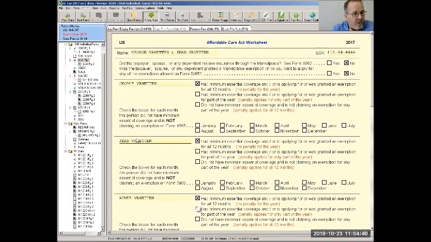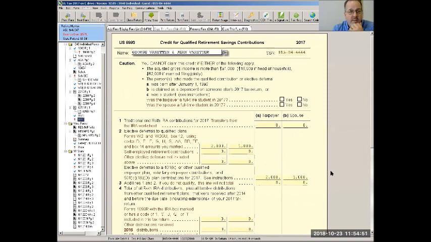The other thing I want you to take a look at, does anybody have the 8880 with a red exclamation point? Yes. Okay, let's click on that. What this is, remember that little point? You've probably been reading it going, what difference does it make if George or Gene are full-time students? This is a credit that the government says, thank you for saving for your retirement.